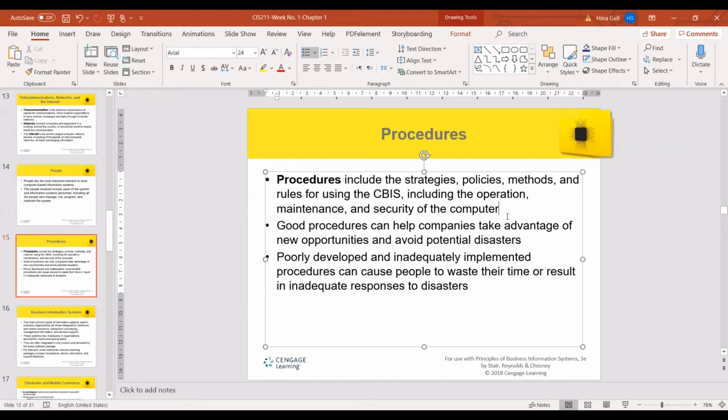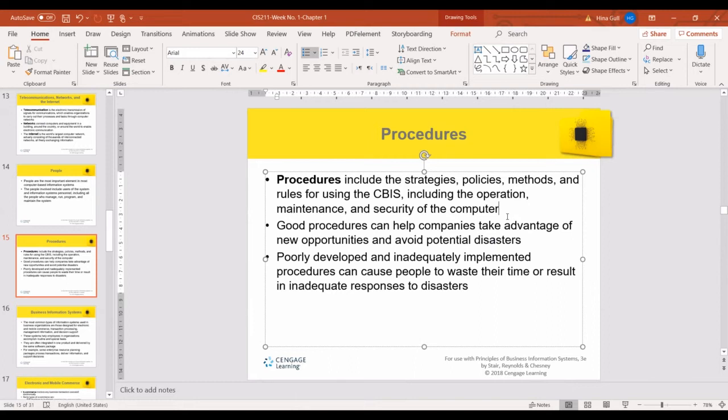Good procedures can help companies to take advantage of new opportunities and avoid potential disasters. So every time you have a meeting, every time new ideas come, every time problems and issues are discussed, every time new solutions come up, you will keep updating your information system. So obviously the companies and organizations will take advantage of this.